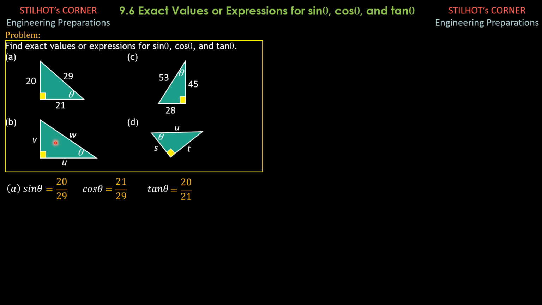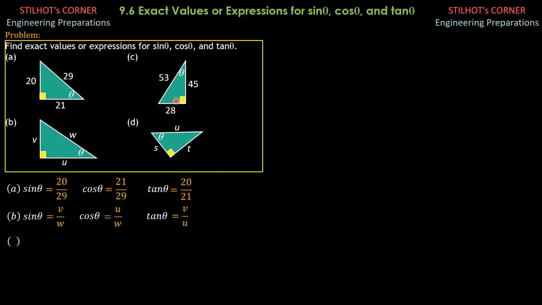For right triangle B, sine theta is V over W, opposite is V, hypotenuse is W. Cosine theta is equal to adjacent U over hypotenuse W, U over W. And tangent theta is opposite V over adjacent U.